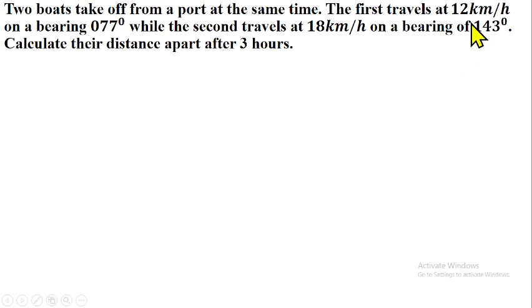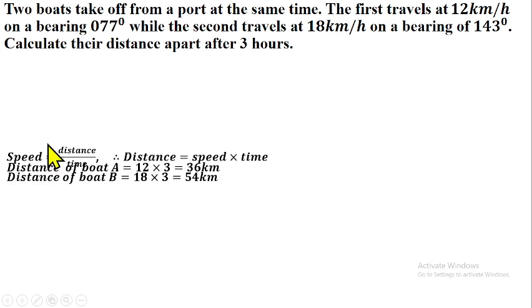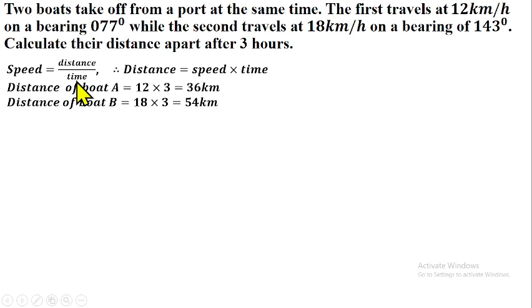We are only given their speed, and we are given the time they both covered as well, 3 hours. So we can use that to find our distance. If you know the relation between speed, time, and distance, we know that speed is distance over time.